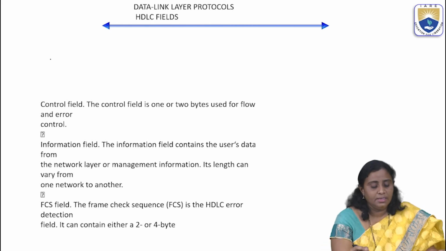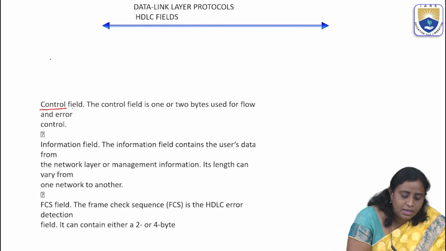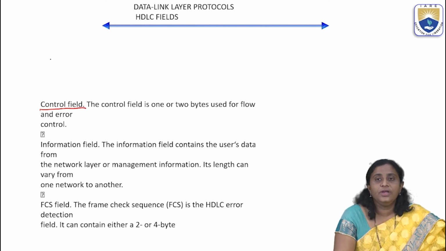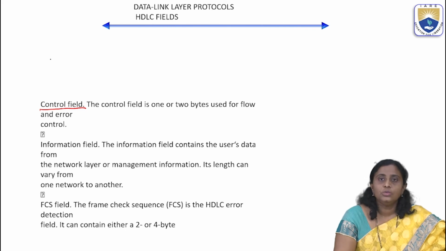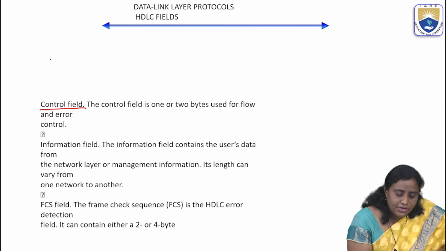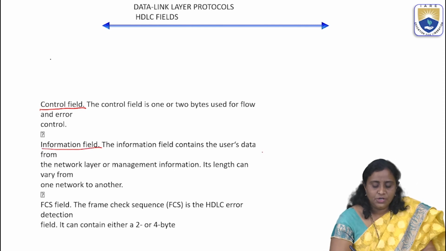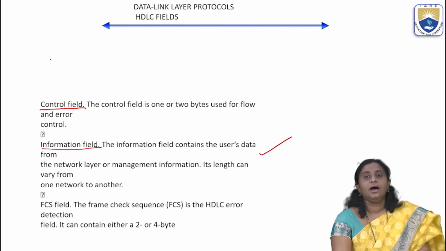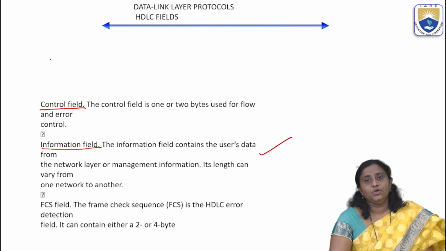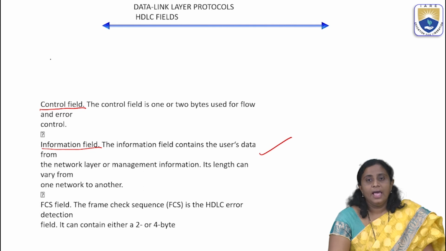So coming to this, the third one is nothing but the control field. The control field consists of one or two bytes used for flow and error control mechanism. And coming to the information field, this information field contains the user's data from the network layer or management information. Its length can vary from one network to another network.